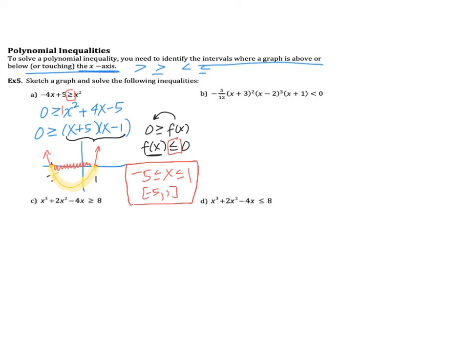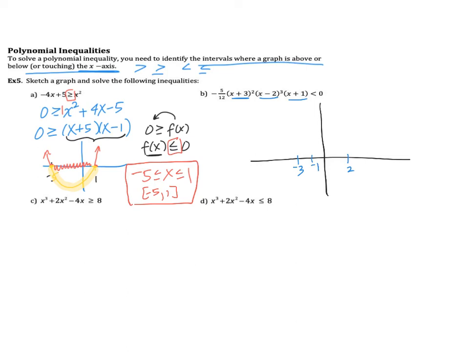So example number 2 is really nice. They have already factored, it's already in factored form. So I have a 0 at negative 3. I have a 0 at 2. I have a 0 at negative 1. So I probably should have spread those out a little bit more, but that's okay.